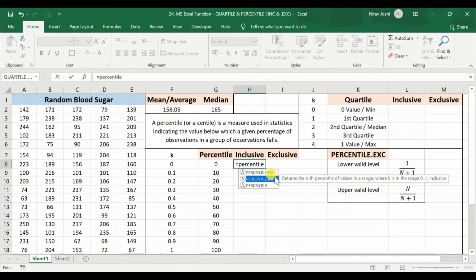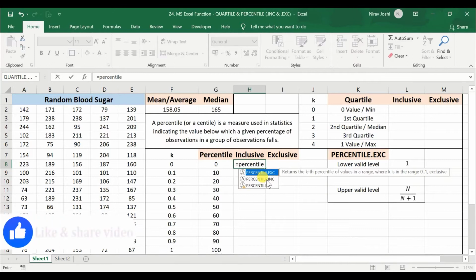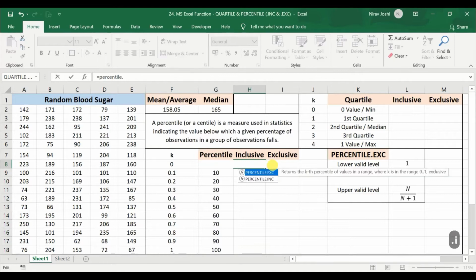Whereas in this percentile exclusive, it does not take 0 and 1 as a specific cutoff. So routinely, as per the definition, when we want to calculate the percentile, we routinely use percentile exclusive. And why is it so? We'll discuss that when we calculate this exclusive percentile. So first, we'll calculate percentile inclusive.